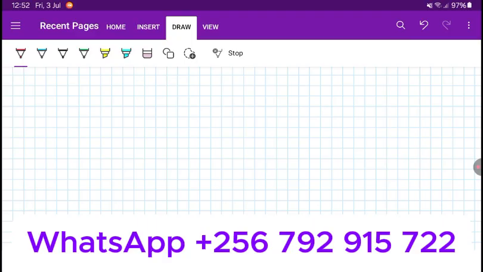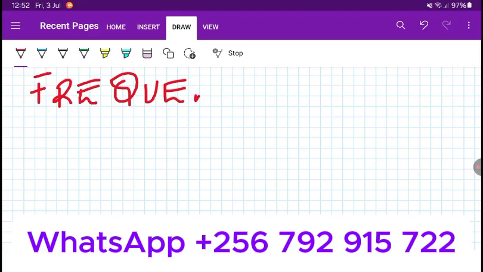So today we are going to look at the frequency polygon as one of the curves or charts that can be used to present data. So we are looking at frequency polygons.